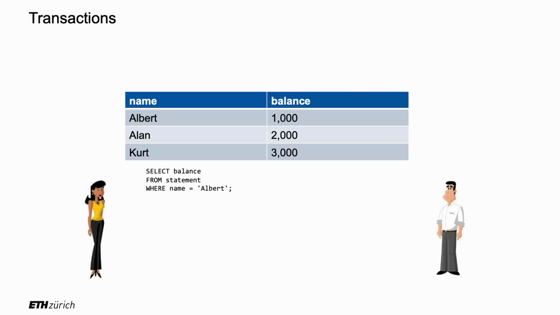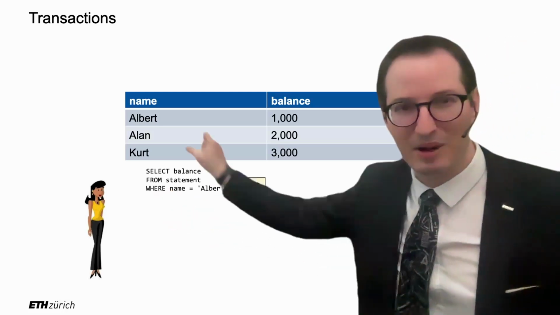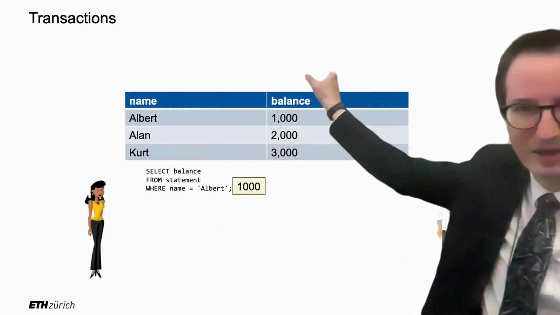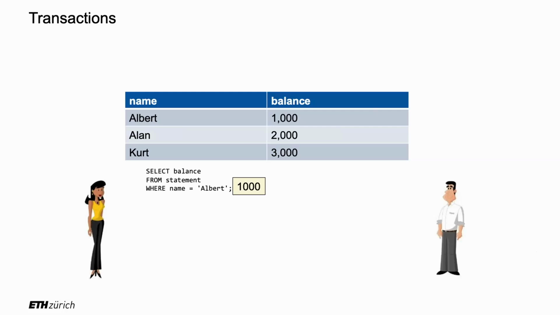So Alice is connecting to the database and issuing some select from where SQL statements, which by now you all understand. And she's asking, well, what's the balance associated with Albert? And the answer is 1,000, exactly, right? This is a selection, name Albert, selects that row, and then select balance, selects this, so it's 1,000. Then Bob does the same thing, select balance from statement name Albert, and gets the result of 1,000, right?